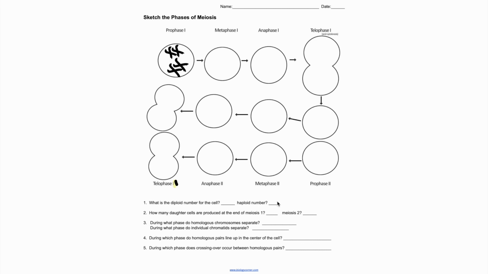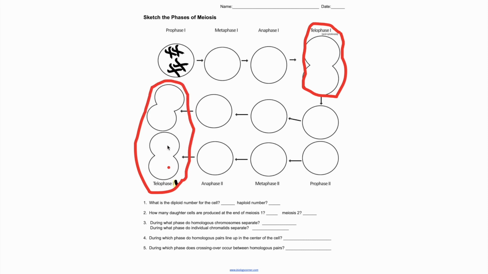All right, here's the tricky part. Number 2: how many daughter cells are produced at the end of meiosis 1 and at the end of meiosis 2? If you look up here, it shows you. At the end of meiosis 1, remember we end the cell cycle with cytokinesis. We have 2. And at the end of meiosis 2, we have a total of 1, 2, 3, 4. So meiosis 1, we have 2. Meiosis 2, we end with 4.